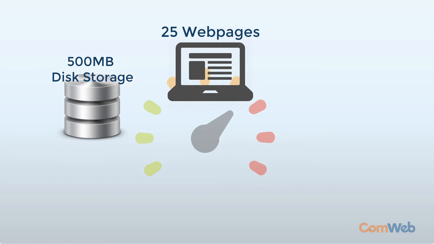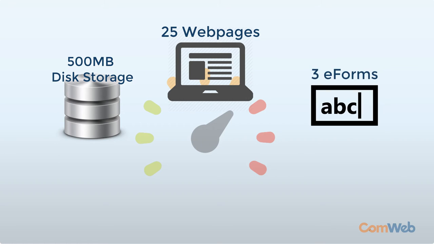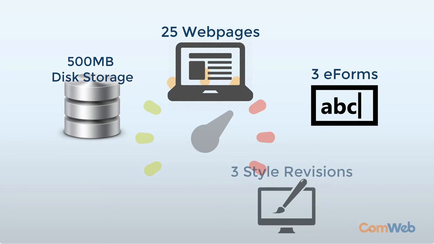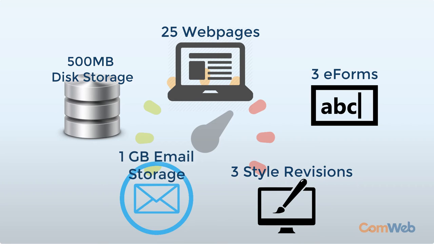Most of our websites float around 10 to 20 pages. We will create up to 3 eForms per association included in site setup, and up to 3 site style and header revisions. Finally, there is a cap of 1 GB of email storage included between all domain email users. To give you a better idea of what this means, that would come to approximately 9,000 emails with 3,000 attachments.